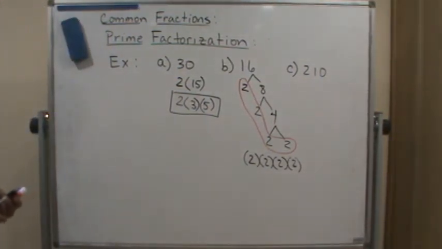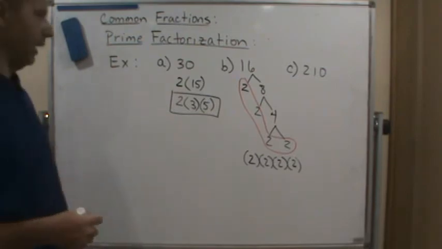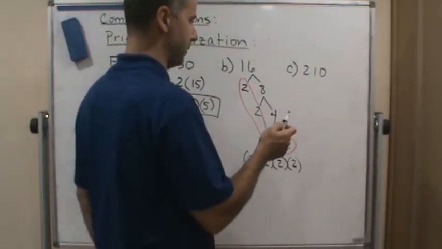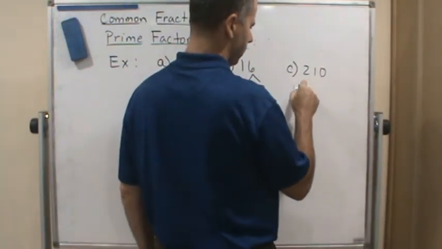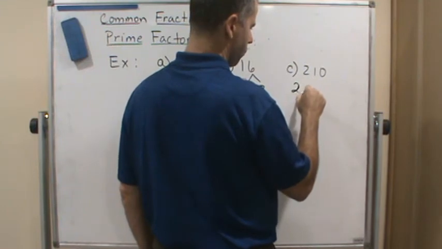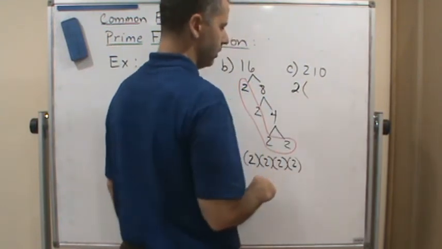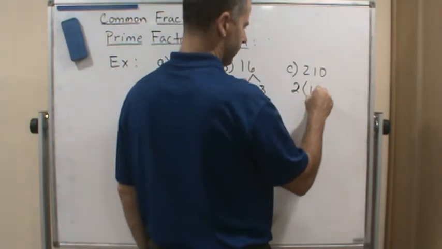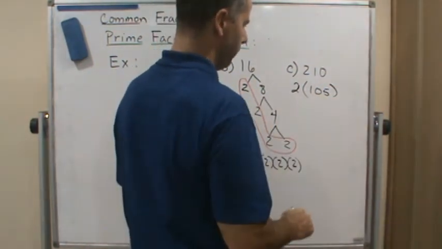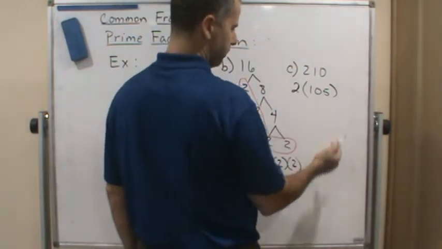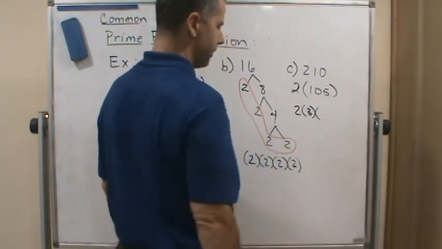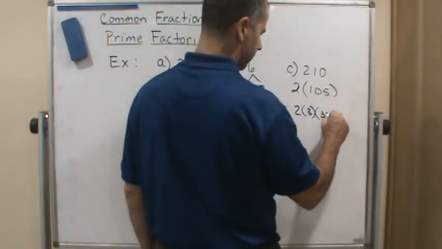So let's do 210. And again, it doesn't matter if you want to use the factor tree or if you want to do it this way, that's fine. It gets the same answer. So 2 times what equals 210? It's 105. And then is 105 divisible by 2? No. Is it divisible by 3? Yes. So we get 2 times 3 times what? Well, this is going to be 35.